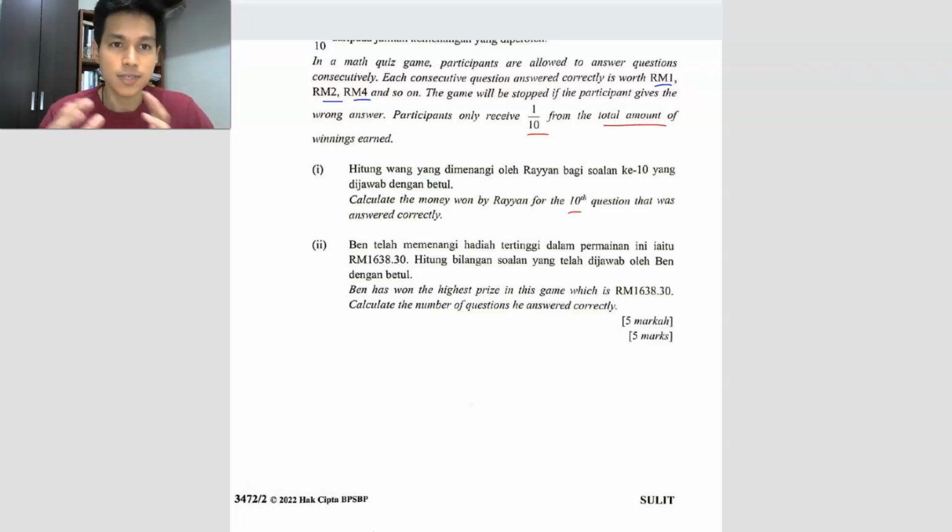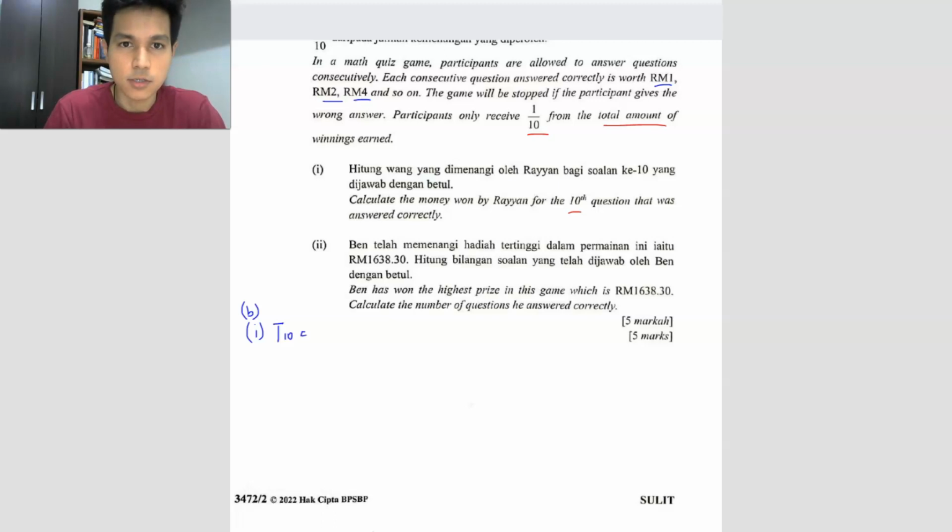So this one, they are looking for the sum or the term value, because what do they say? They want to know how much money he won for the 10th question. That means if he answers the 10th question correctly, how much money he won. So we just want to find the 10th value. So question B, first one I, they want to find T10 because they want the 10th value, so it's the term number 10.